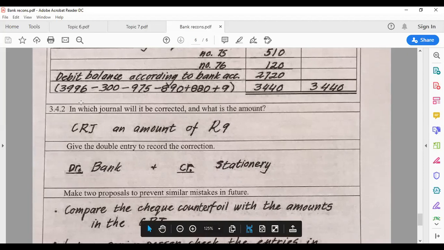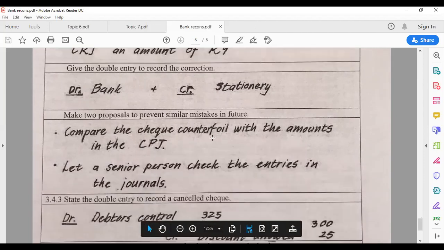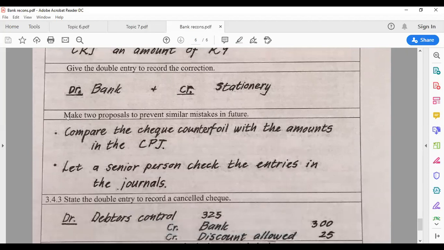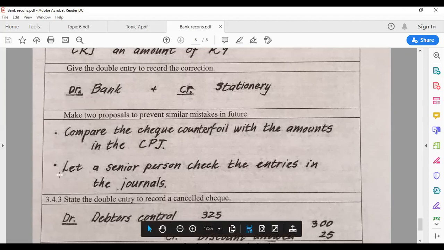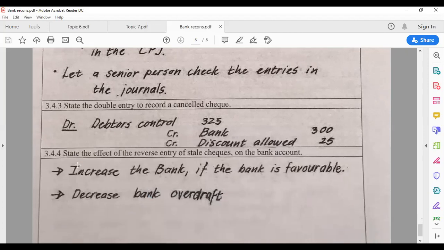Make 2 proposals to prevent similar mistakes in future. Now here's where the internal controls come from. Compare the check with the amount in the CPJ. So make sure that you have an internal control in place where you physically just compare the check amount with your entry, okay? And then let a senior person check it. So maybe have someone else to just go through and make sure to review your work, to check it, okay? So this is always a good procedure to put into place. So make someone just review your work.